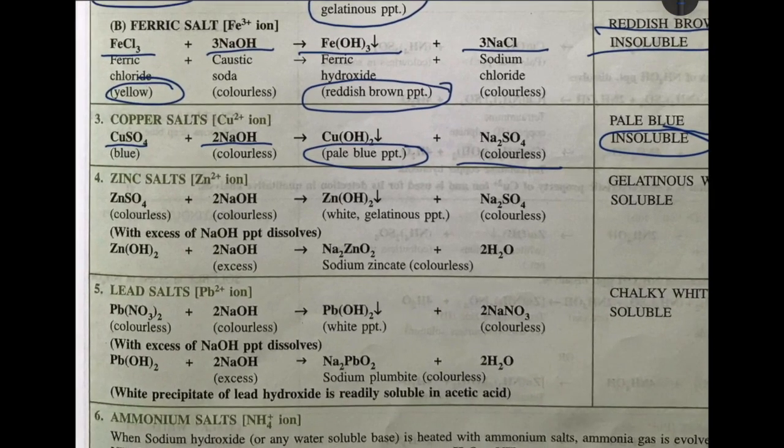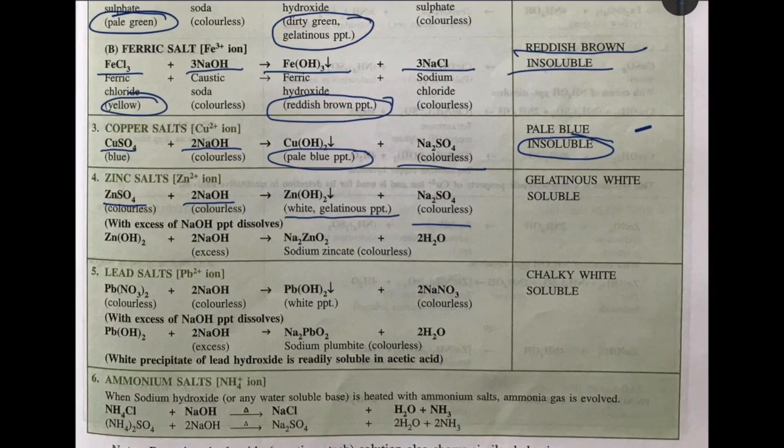Okay, now you are given zinc salts. Okay, so to zinc sulfate you add sodium hydroxide, you'll get a white gelatinous precipitate. Gelatinous, I already told you, jelly like. Okay, of zinc hydroxide and sodium sulfate. The gelatinous white precipitate dissolves when you add excess of sodium hydroxide. So zinc hydroxide, the precipitate formed, in excess of sodium hydroxide will form sodium zincate, which is colorless, that is, it will dissolve.